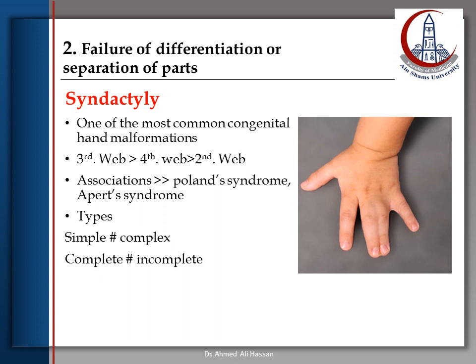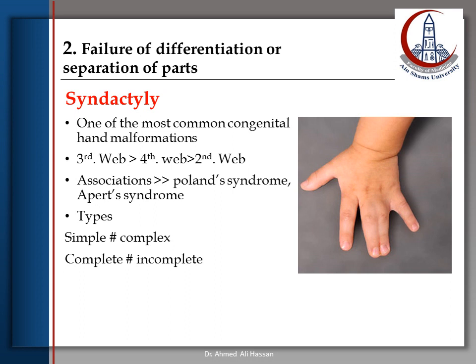Syndactyly is usually found in association with some syndromes, like Poland syndrome or Apert syndrome. The types of syndactyly are simple syndactyly or complex syndactyly. In simple syndactyly, the two digits are attached through soft tissue only, while complex syndactyly involves osseous attachments or osseous fusions between the two digits.